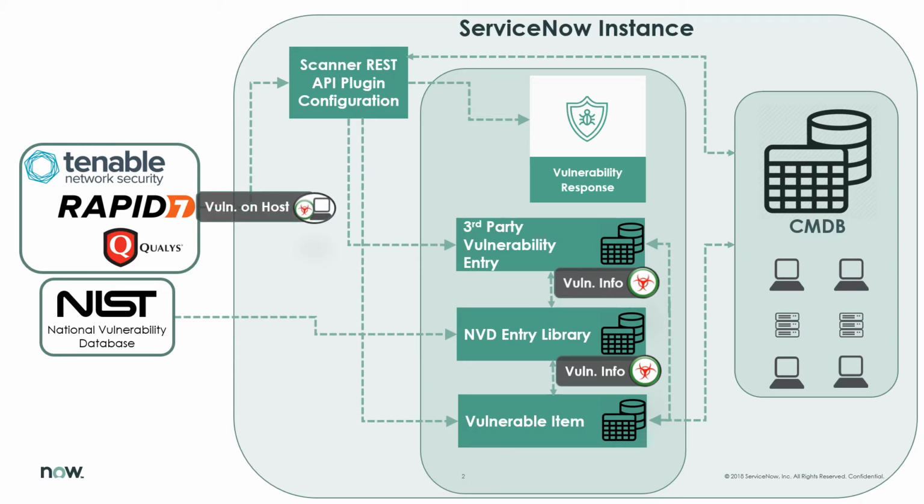And finally, your scanner has found a vulnerability on a host. We bring that data in and drop it in the vulnerable item table. You can see the vulnerable item table is linked to the CMDB, the third-party vulnerability entry table, and the NVD entry library. We have information around the host and the vulnerability in this vulnerable item, which is really a ticket or a task or a unit of work, and is what will be remediated and tracked within ServiceNow.